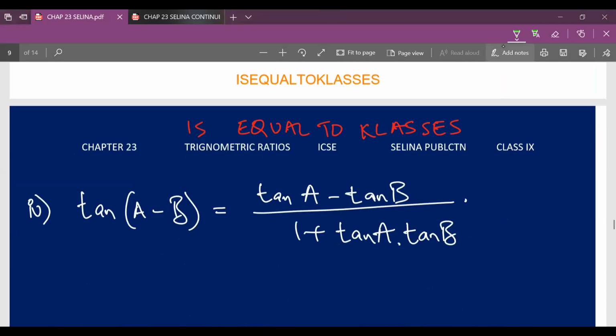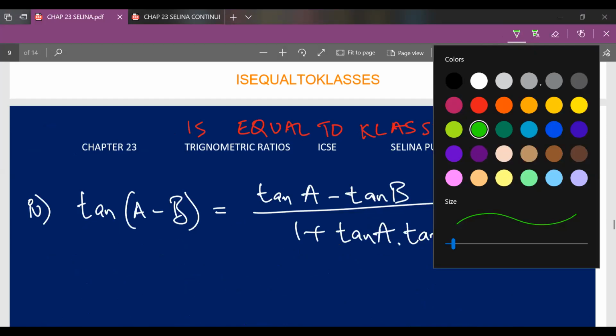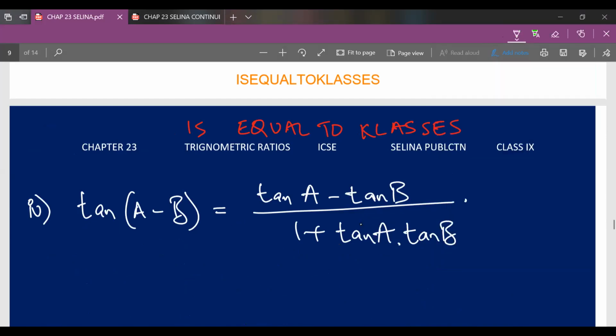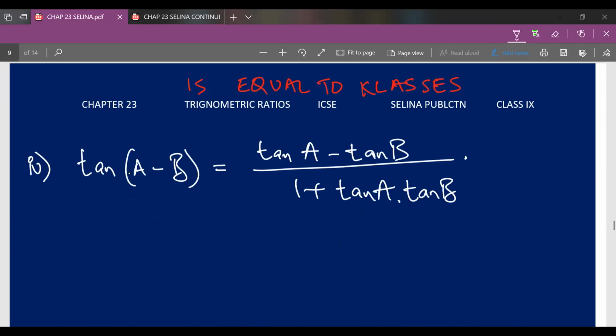I'll just change my color to create a rainbow effect. Let's take pink. So all you have to do is substitute our values, and if you are not understanding the question, it's okay, you could go forward and then later on you could come back to this question, but it's easy, so bear with me. So tan A minus B will be 60 minus 30 degree.